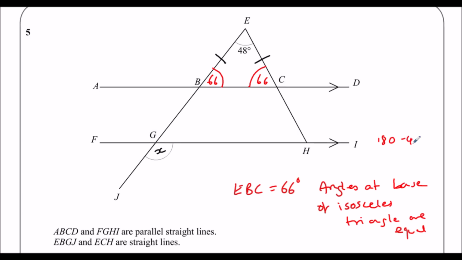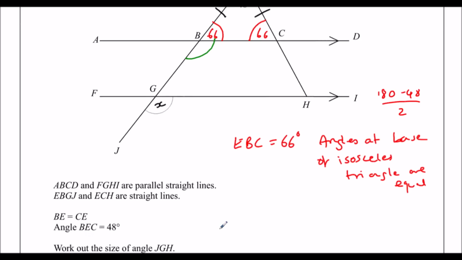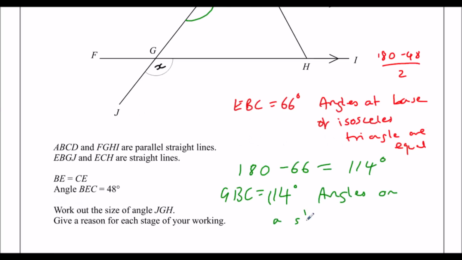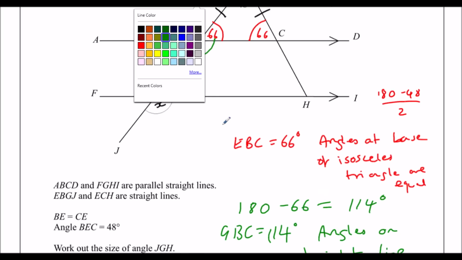We can show our complete working by doing the calculation. Then we have the angles on a straight line. So angles on a straight line add up to 180 degrees. So GBC is 114 degrees because angles on a straight line add to 180 degrees. And finally, we have corresponding angles are equal.